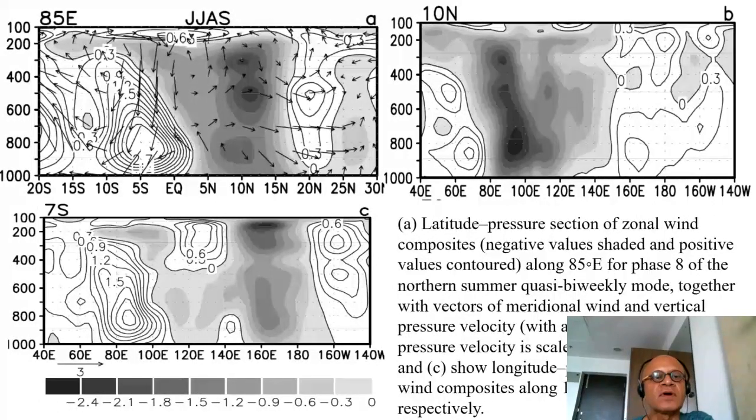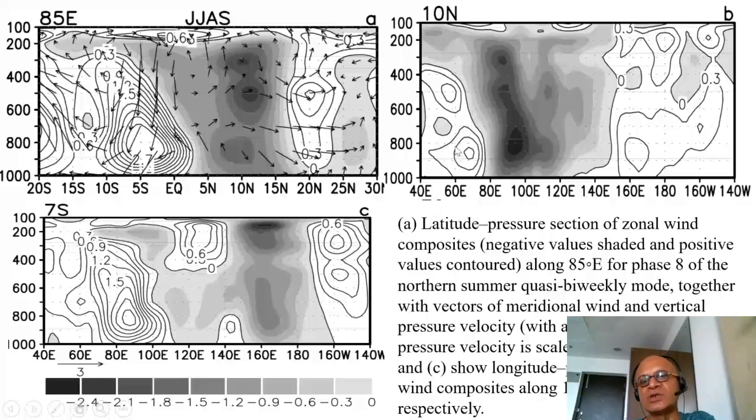So you have westerlies here with subsidence, and you have easterlies here with northward meridional winds with some vertical velocity here, ascent, that you can see, which is consistent with the cyclone anticyclone we saw before.